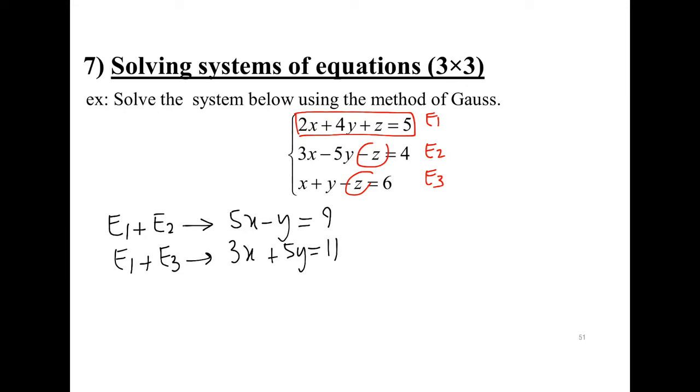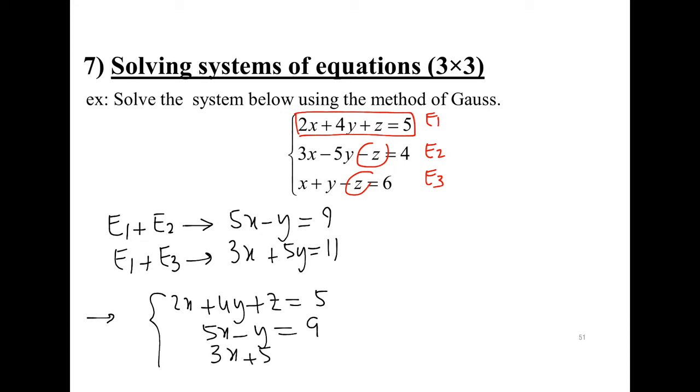Now, the difference is that the elimination method would, from this point, take these two equations, form a 2 by 2 system, solve them, and then use the fixed equation to find the third variable. The method of Gauss is almost equivalent, but what we do to write it in triangular form is this. If you write the system as it became, it's 2x plus 4y plus z equal to 5, which is our first fixed equation. Then we have 5x minus y equal to 9, and 3x plus 5y equal to 11.